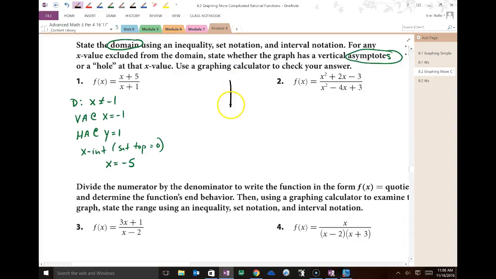All right. So here we go. So you should be able to plot all of this information that I just stated. Okay, you should be able to plot a vertical asymptote at negative 1, a horizontal asymptote at 1, and an x-intercept at negative 5. Now, I'm betting that somebody in this classroom can look at this and tell me what it looks like. Does anybody want to make an educated guess before I type it into Desmos?